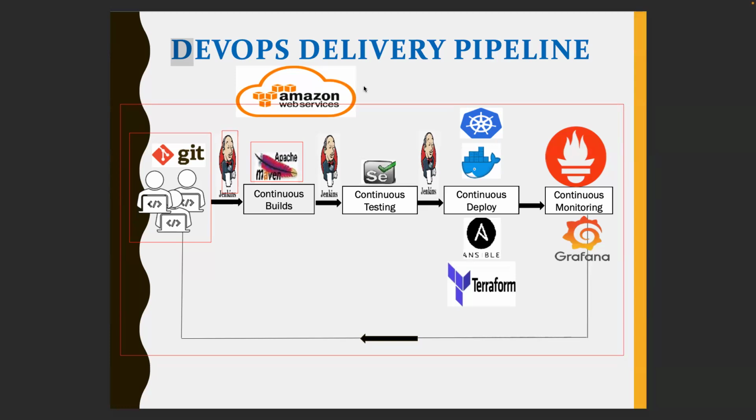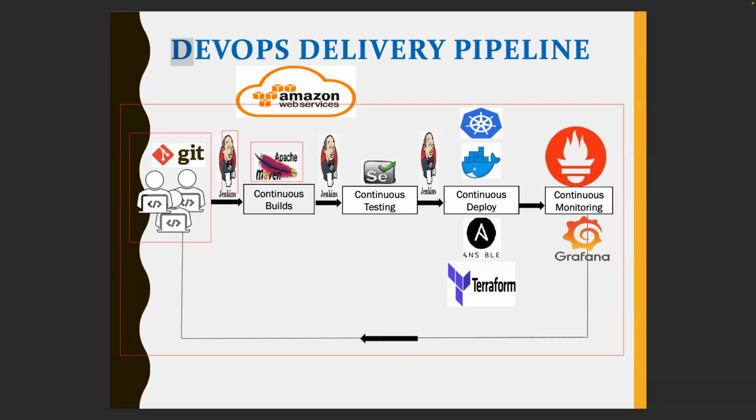Any queries? CI/CD operations, where is that? Can you please show?